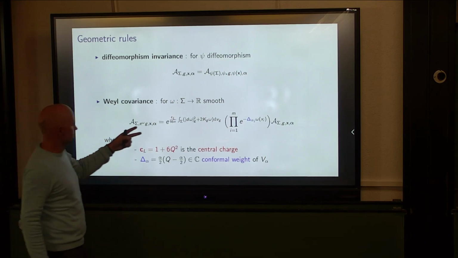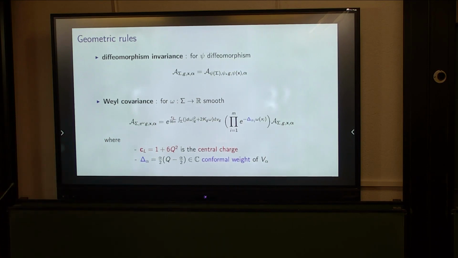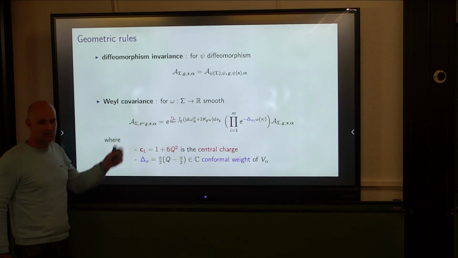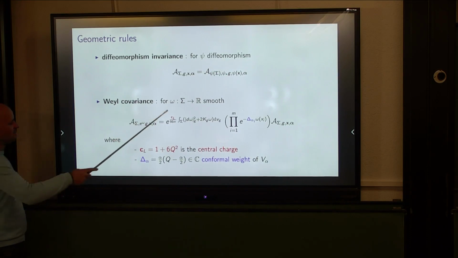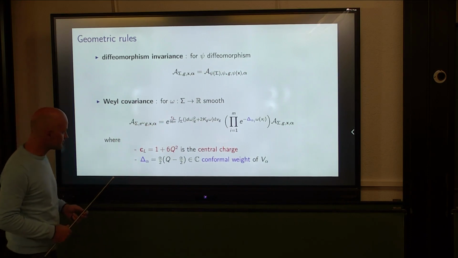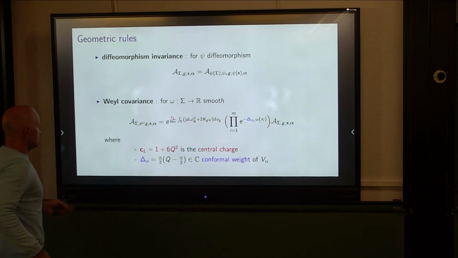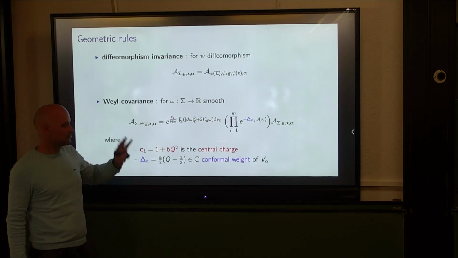Another property that you have is what you, Guillaume, asked this morning. This is the Weyl covariance. So what if you change the metric by a local scale? You multiply the metric by exponential of omega, where omega is a smooth function. Then the amplitudes move in a completely explicit way. So you can remove the exponential of omega up to some totally explicit term.